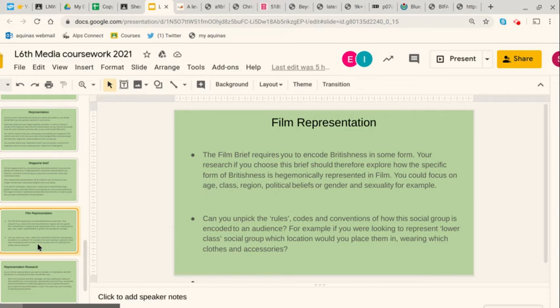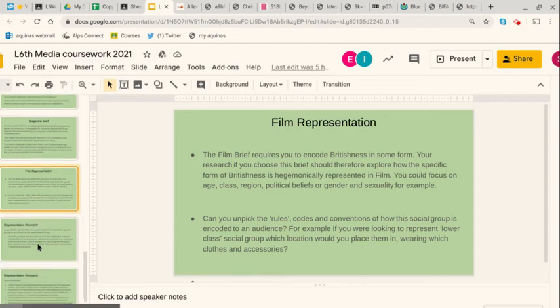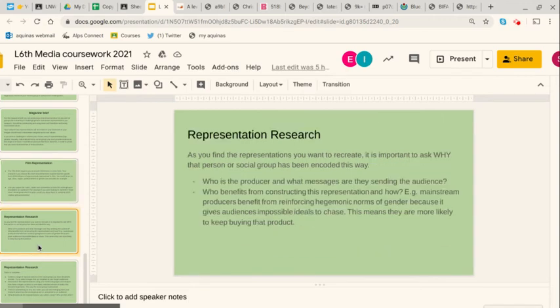For example, if you were looking to represent lower class or working class social groups, you might decide to place them in front of a high-rise block of flats, say in the centre of Stockport, wearing sportswear or casual clothes, perhaps with a bike, perhaps with heavy gold jewellery or other indicators of class and wealth. The hairstyles that you choose might also encode that, just to construct that representation for the audience.